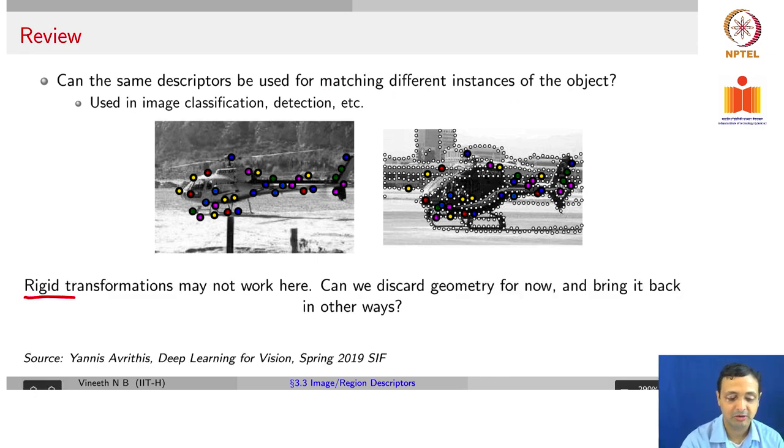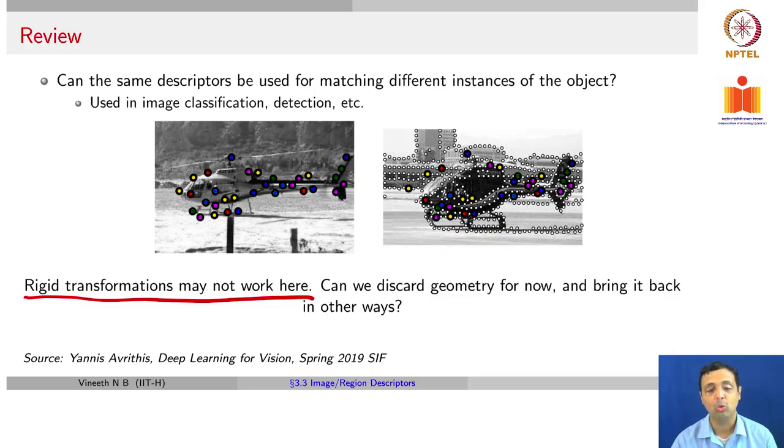The main observation here is that rigid transformations may not work here. So far, if you only wanted to match two different objects or scenes taken from different perspectives, you could consider one to be a rigid transformation of the other. You could try to estimate your affine parameters, your rotation parameters, or your translation parameters. But when these are completely two different instances of an object, it may not be a rigid transformation at all.